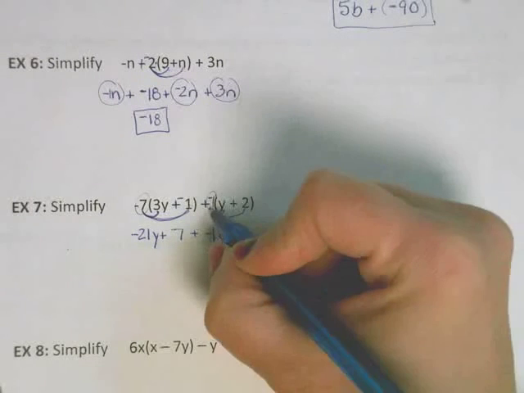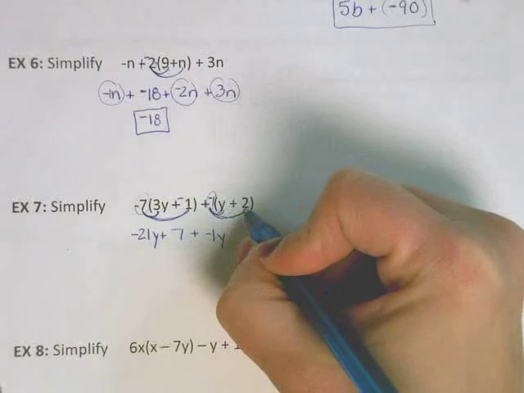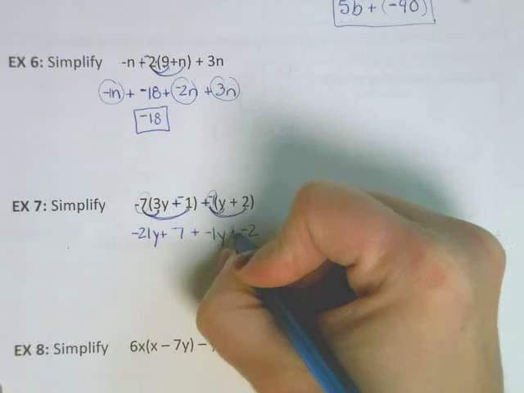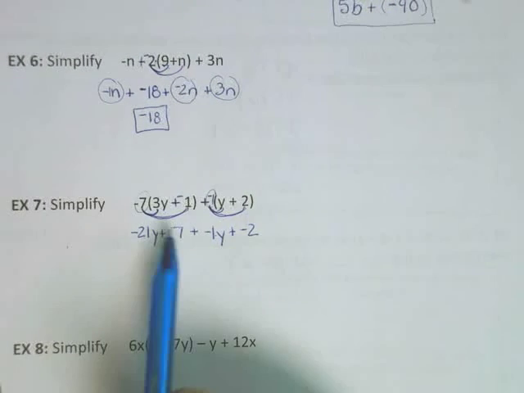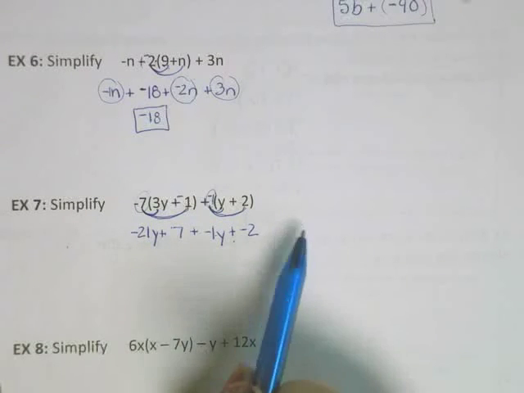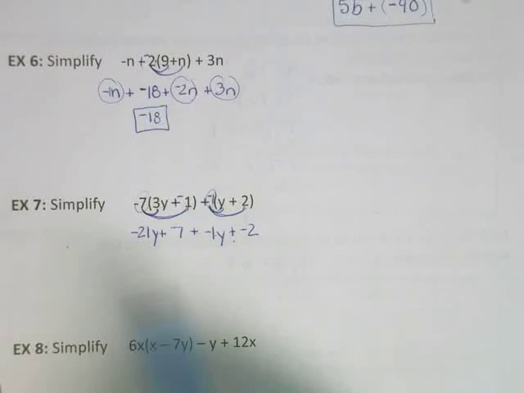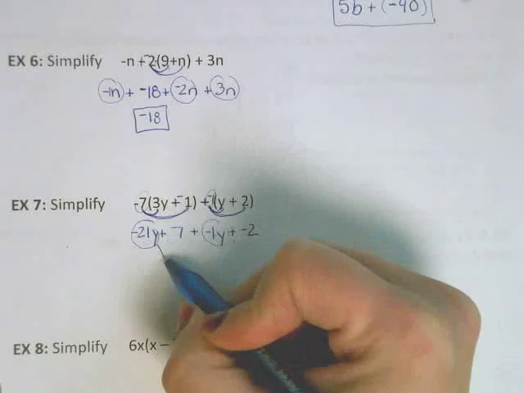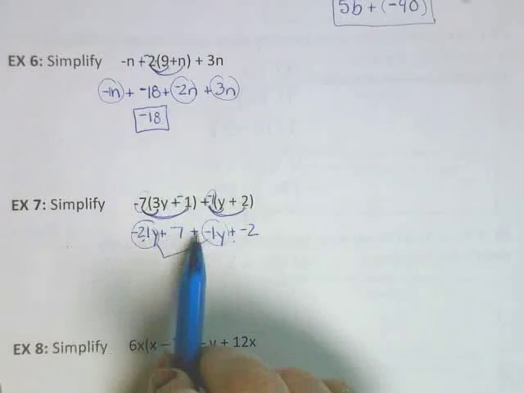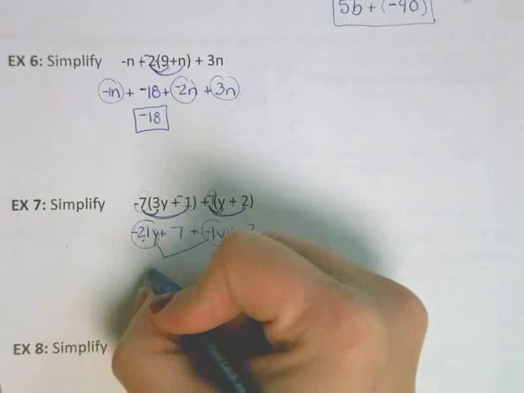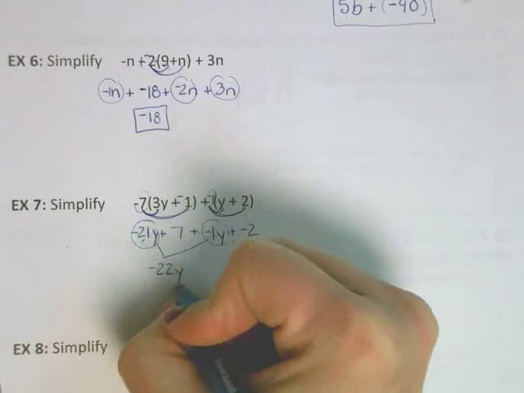And what about negative 1 times 2? Negative times a positive becomes a negative 2, and we bring our plus sign down. So we always have pluses in between everything. Now there's no more multiplication, so I'm going to look for some like terms. Can I combine anything here? I see these are y's and these are y's. Negative 21y's plus negative 1y's. Negative plus a negative gets more negative, 22y's.